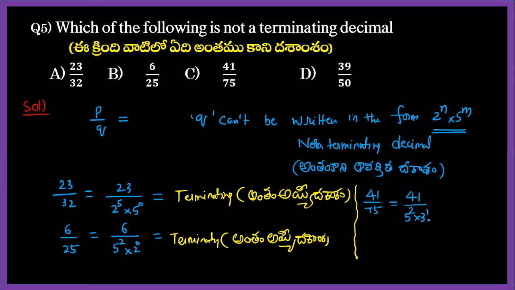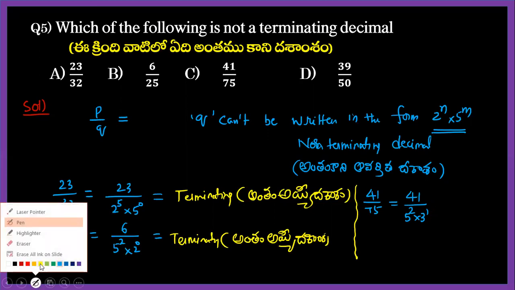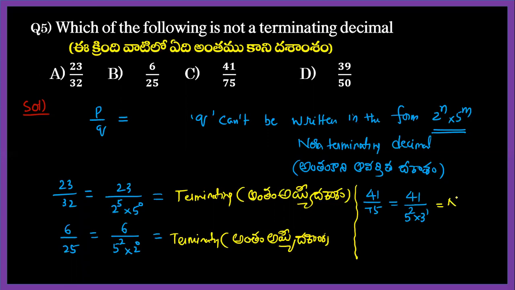And the denominator, if we examine it, instead of 2 and 5, there is another prime factor, 3, therefore this is a non-terminating decimal. That too recurring, non-terminating recurring decimal.